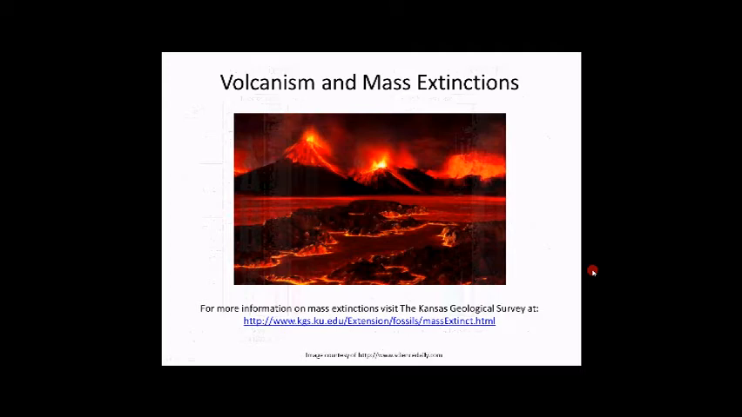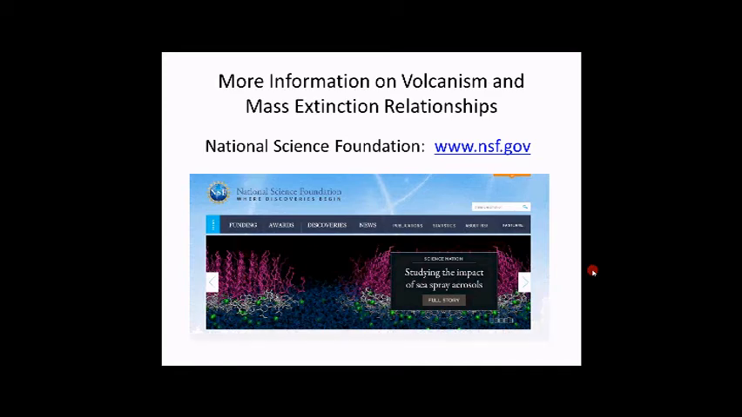For more information on mass extinctions and local geology, you can visit the Kansas Geological Survey webpage at www.kgs.ku.edu. And for more information on the link between volcanism and the end Triassic mass extinction, you can visit the National Science Foundation's website at www.nsf.gov. Type Triassic extinction into the search bar in the upper right, and the top result will take you to an MIT article on the relationship between volcanism and the Central Atlantic Magmatic Province, which was the rifting event that occurred from the break of Pangea we talked about early, and the end of the Triassic extinction. Very cool stuff.